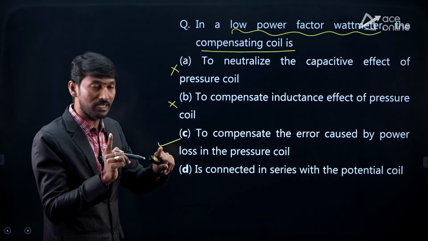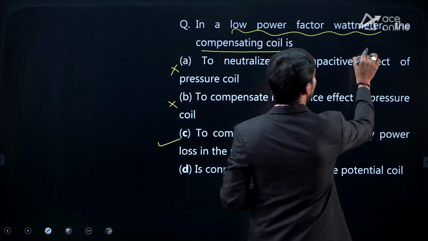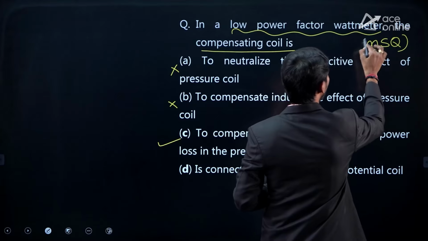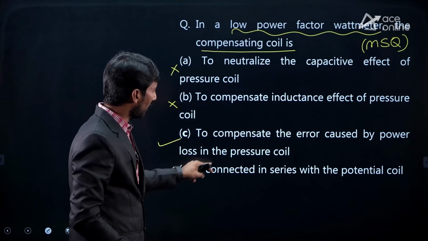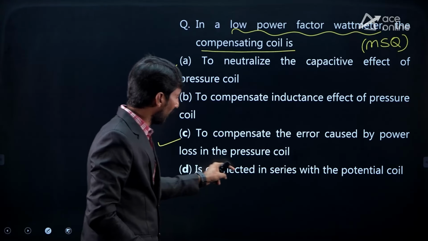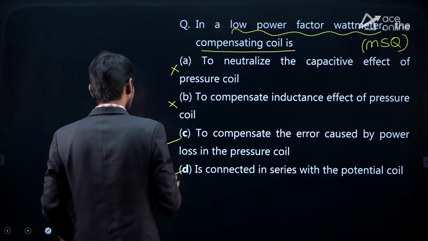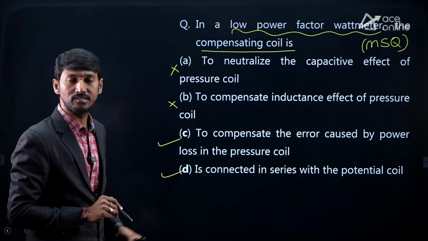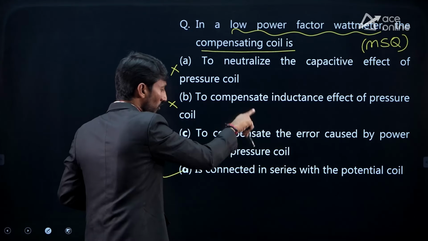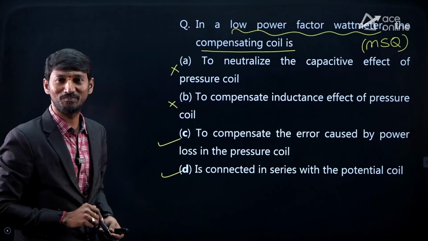And don't go to the next, it is an MSQ model. Yes, I am giving the idea, right? MSQ, right here. The compensating coil is connected in series with the potential coil, correct? So therefore, the answer will be C and D. Out of 4, 2 options are correct, it is an MSQ model, right?